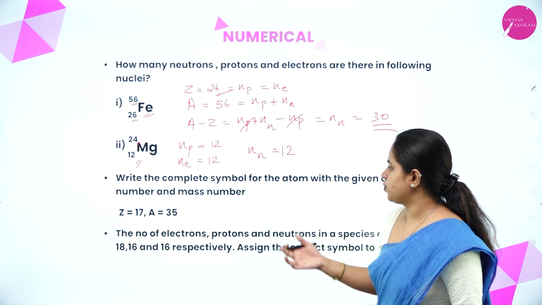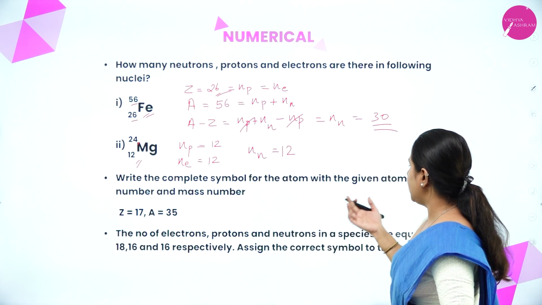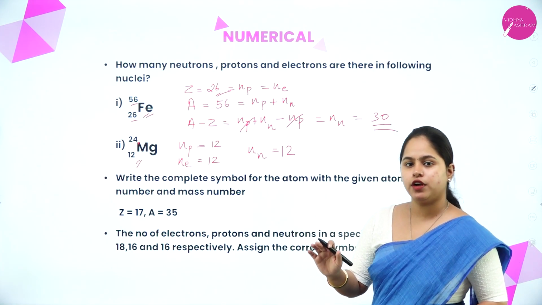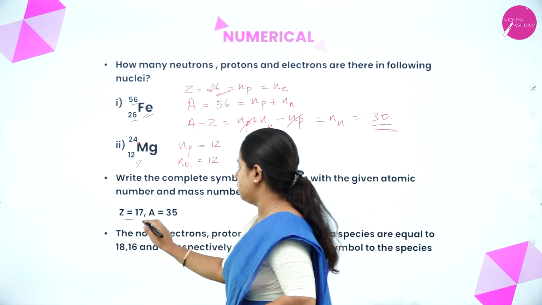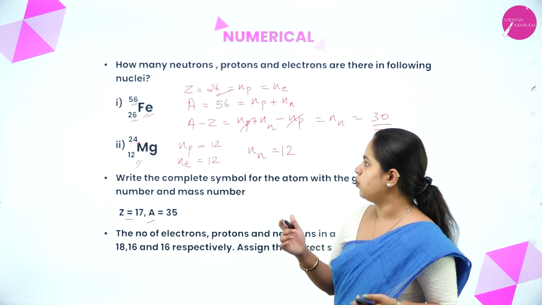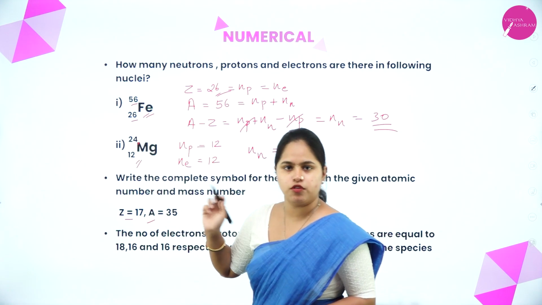Now moving on to the next one: write the complete symbol for the atom with the given atomic number and mass number. So this is a different type of question. Mass number and atomic number are given here, and you have to represent your element. How do we represent the element? In this form, you have to represent it.